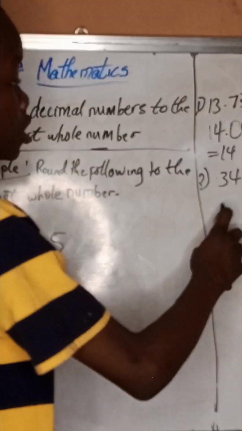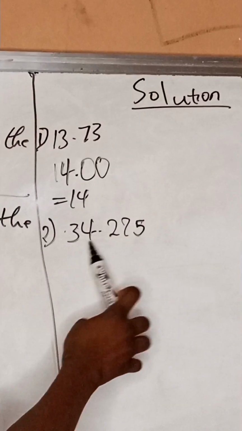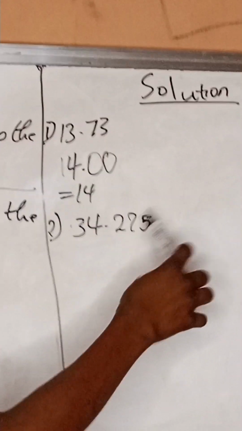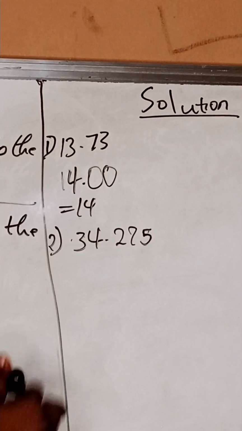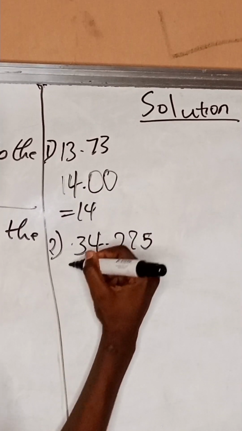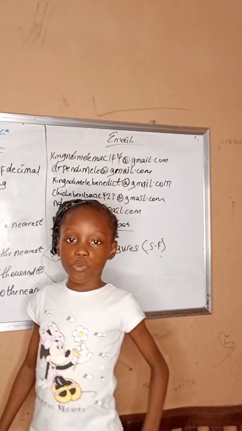34.275. 34 is the whole number because it's before the decimal point. So we round 34.275 to the nearest whole number. The decider is 2. Is 2 greater than 5 or less than 5? It's less than 5. So we disregard the number. That will be 34.00.